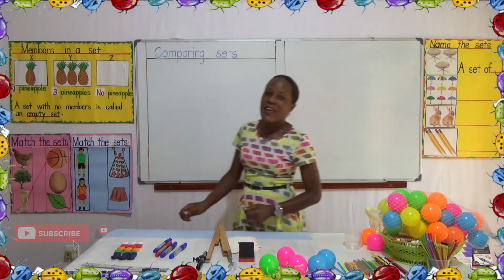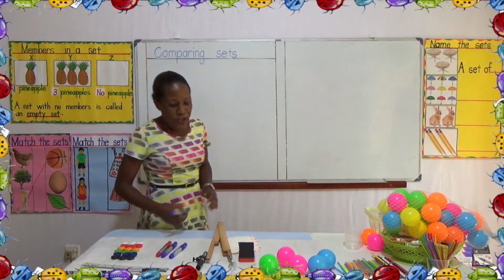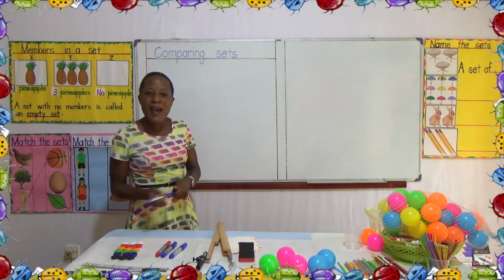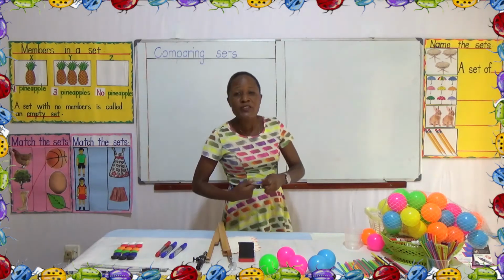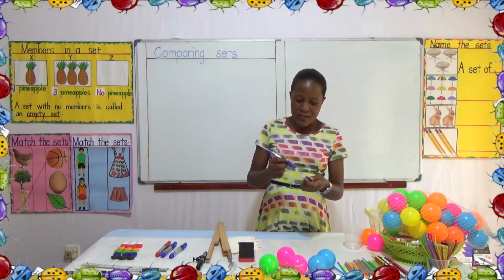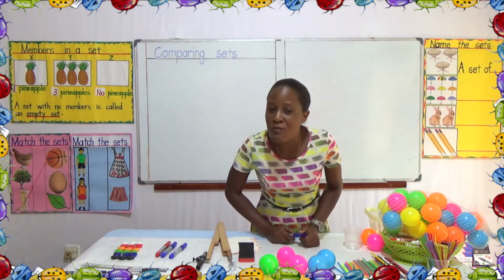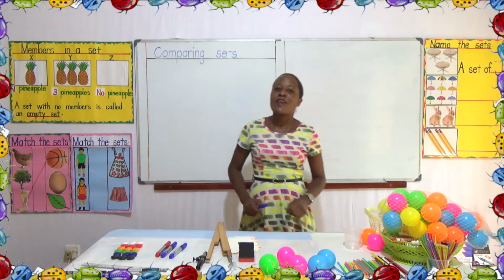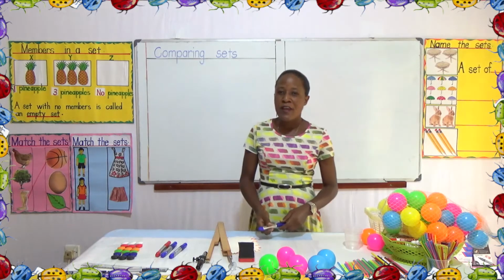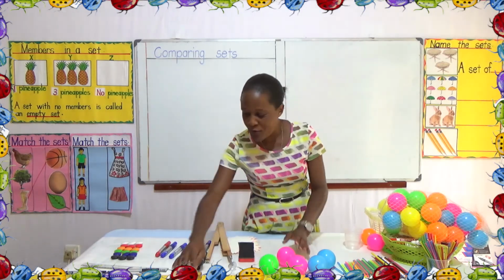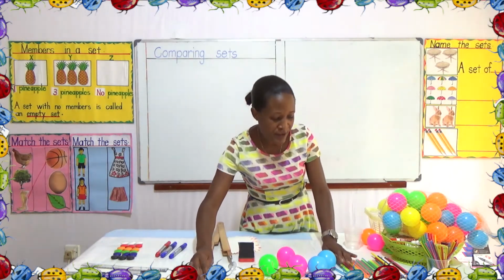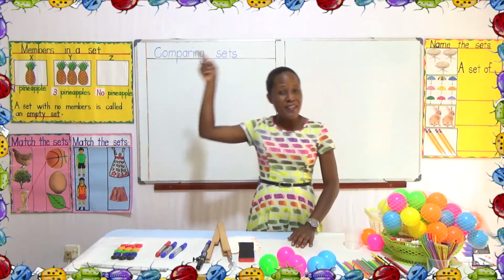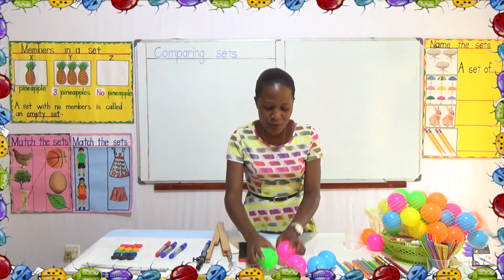Now, in the previous lesson, we looked at numbers. We counted objects. Then we were writing numbers. For example, let's just remind ourselves of what we did the other time. Count with me.